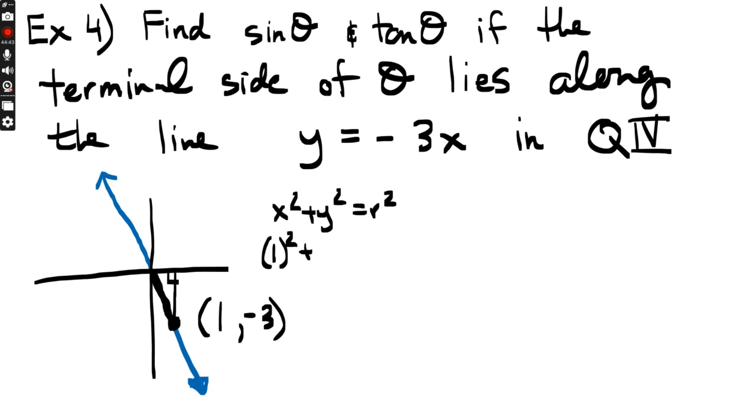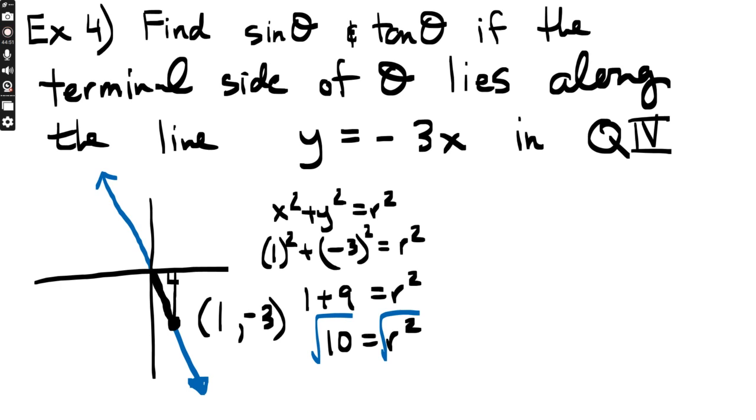Perfect, okay. 1 squared plus -3 squared gives me r squared, whatever that will be. I think that's 1 plus 9. How about a 10? And how about a square root of both sides gives us an r value of square root of 10. Whew, I don't have to do all 6 trig functions. That's nice. Just sine and tangent. That's it.